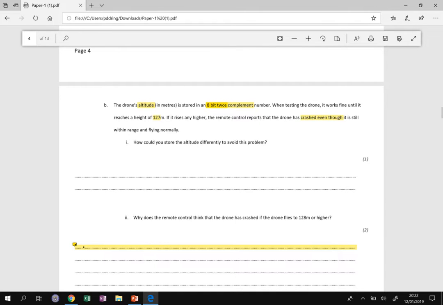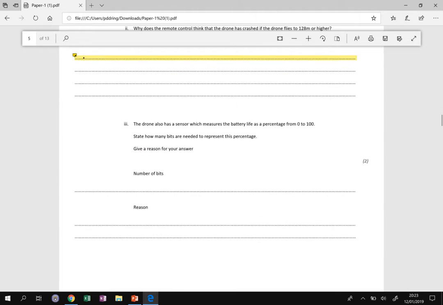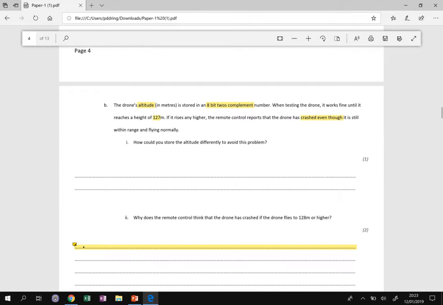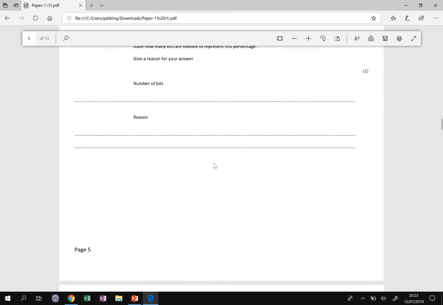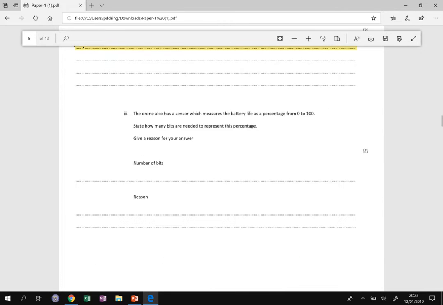Or you could say you could represent it using not 2's complement, as in positive binary numbers, because the altitude should never be less than 0, it should always be a positive number. Okay, so I think that's possibly the hardest question in the paper. If you survived that, well done. Let's move on to part 3.